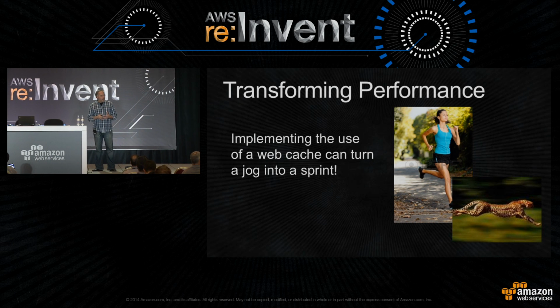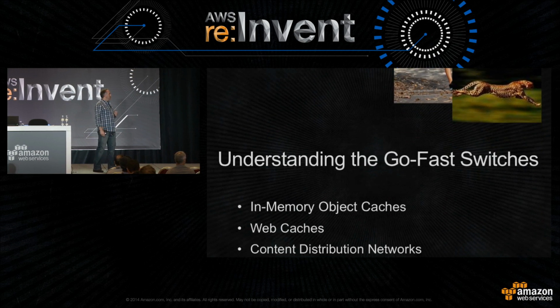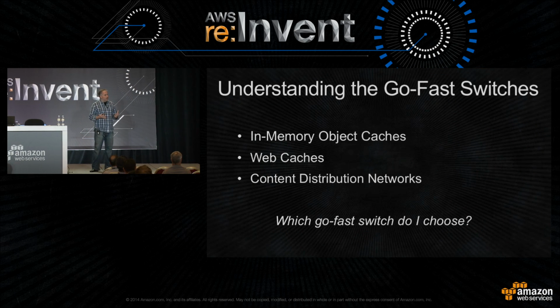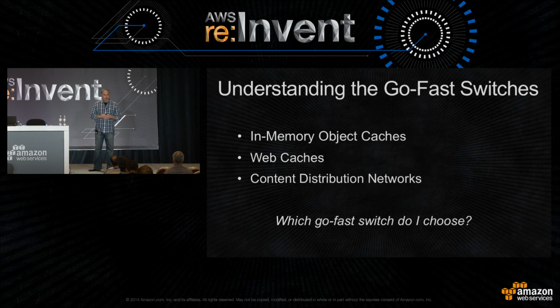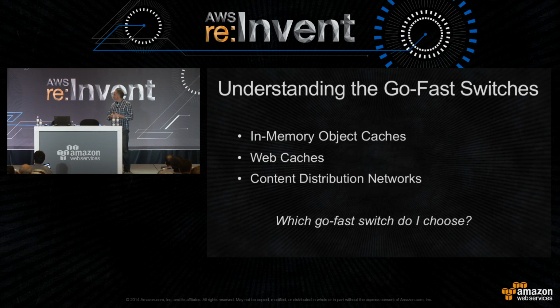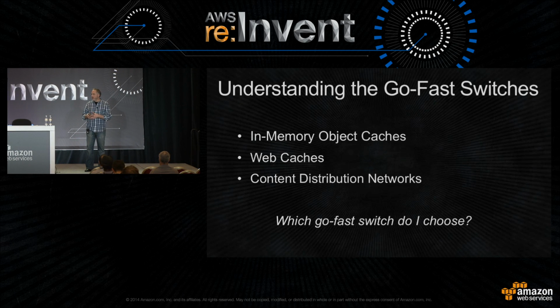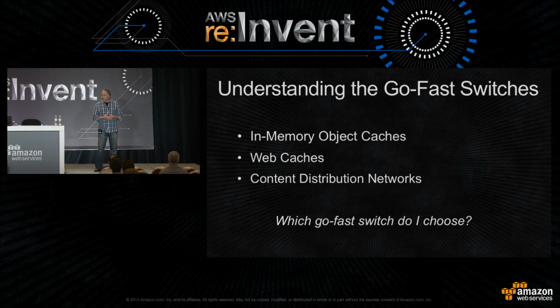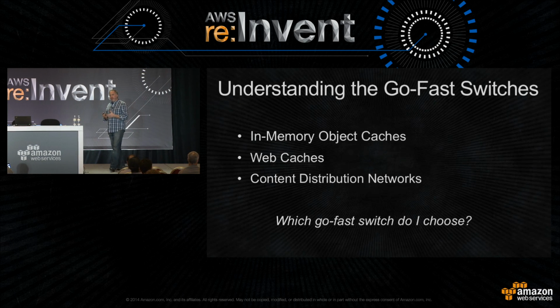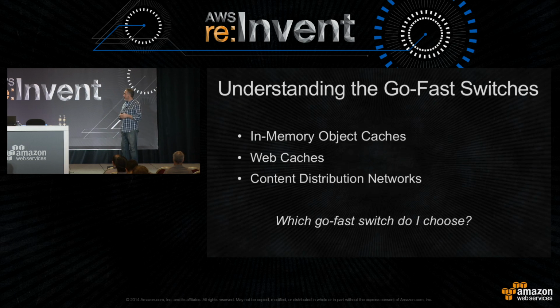The use of a web cache will be the focus of today's session. There are three major go-fast switches, as I like to call them, however, in a web application. So let's take a look at what those are. First is the in-memory object cache. As you will find out, this is traditional memcached or Redis. We also look at web caches themselves, front-end web accelerators. And finally, the concept of content distribution networks for global edge content delivery.